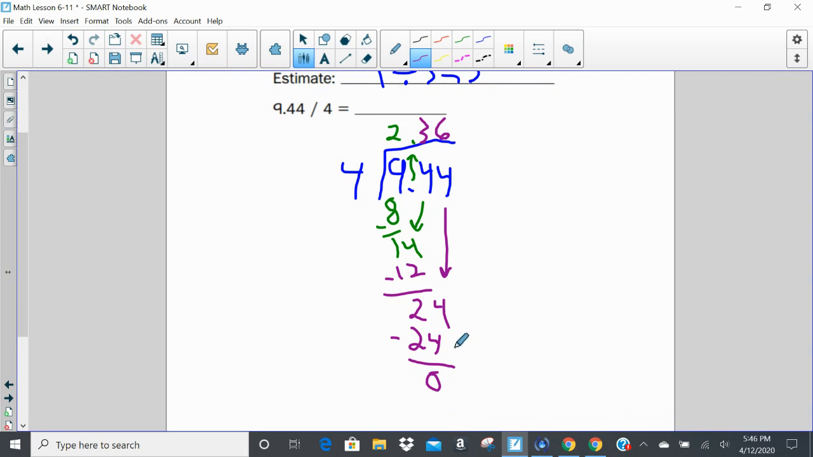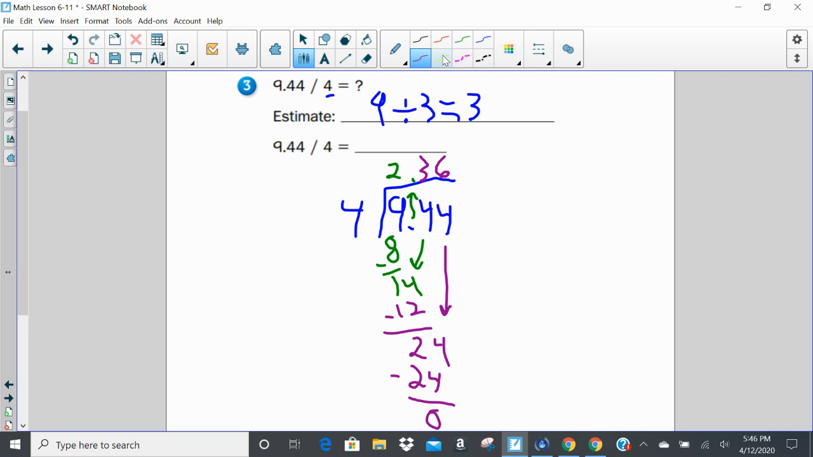So for our answer here, we got an answer of 2 and 36 hundredths. Is that close to our estimate of 3? Yes, it is. Very close. So it does check out.